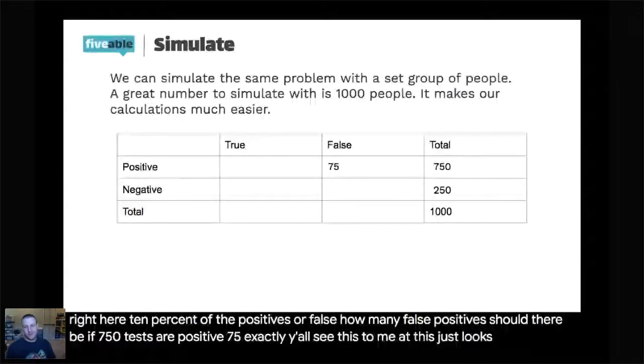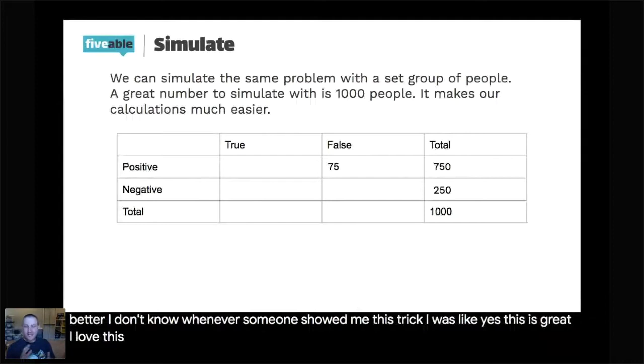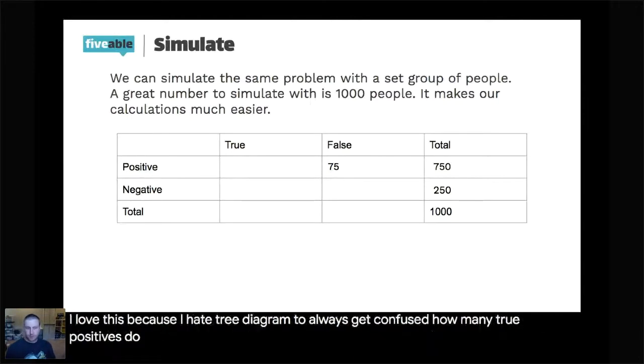To me, this just looks so much better. I don't know. Whenever someone showed me this trick, I was like, yes, this is great. I love this because I hate tree diagrams. I always get confused. All right. So then how many true positives do we have? You got it, Katie. 675. That is it. Okay. Yes.